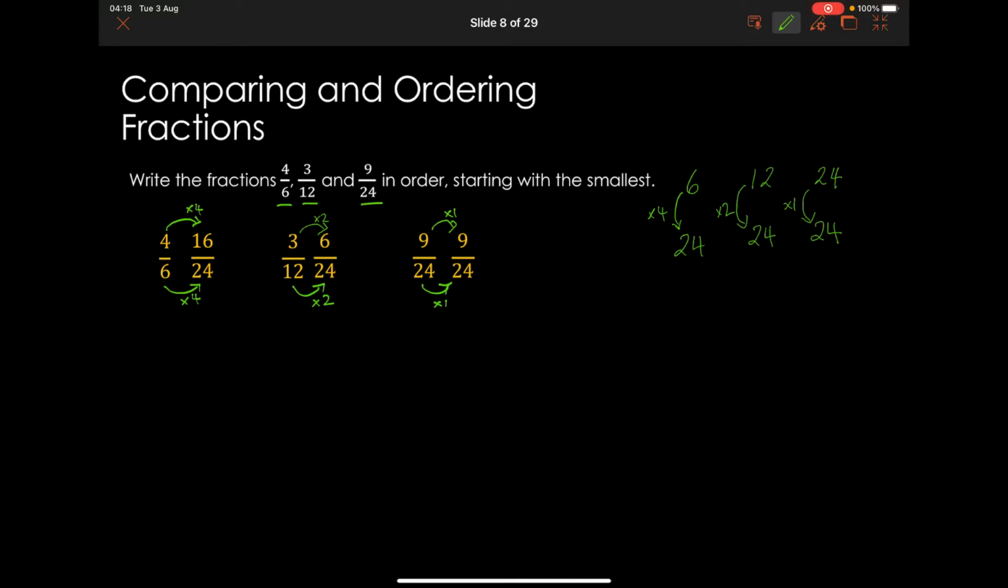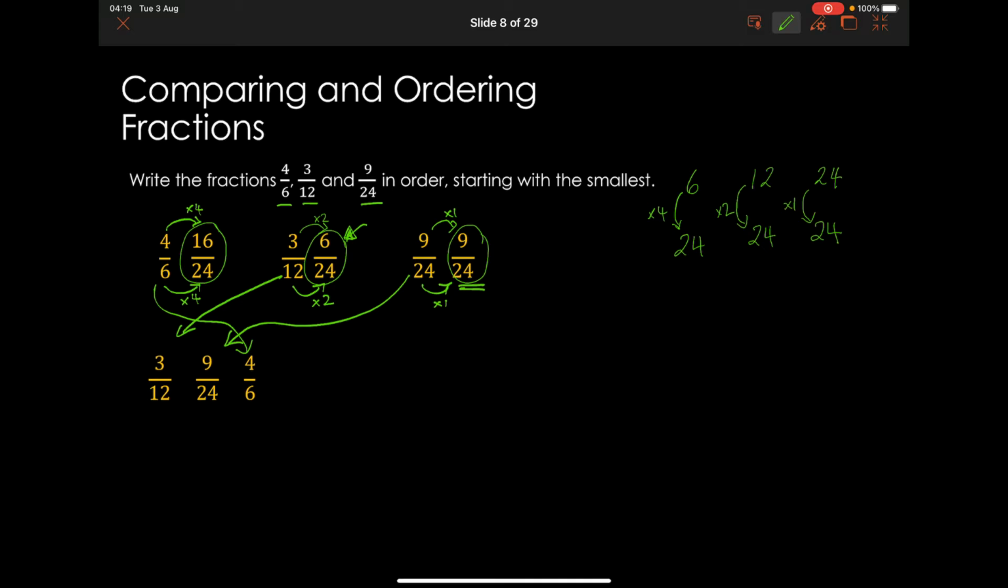So now we're saying, here I've got 16 slices out of 24. Here I've got 6 slices out of 24. And here I've got 9 slices. So we know that this is our smallest fraction because it's 6 slices. That's the smallest one. So our first fraction would be 3/12, because I'm using the same fraction that was in the question. The next one is 9 over 24. And finally, 4/6, because that was actually 16 out of 24. If you got that right, well done, very good work.